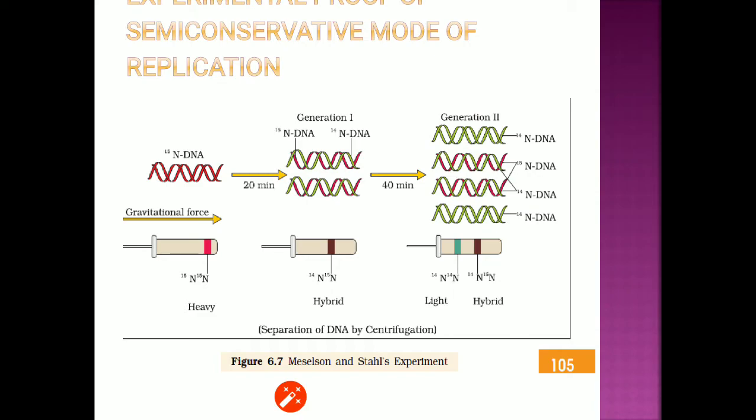Now you are able to see that from one strand we are getting two strands of DNA, then again from two we are having four. So the process of replication is taking place. Let's discuss it in detail.